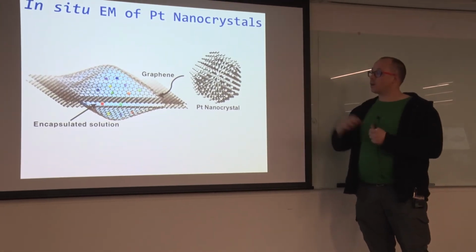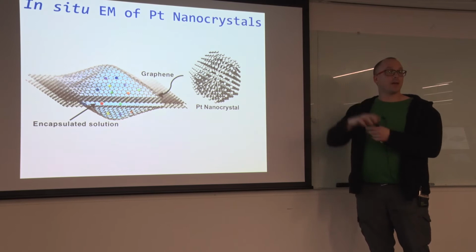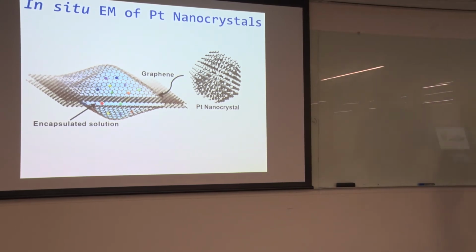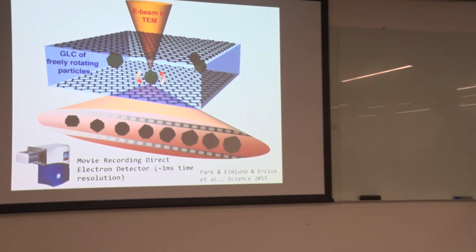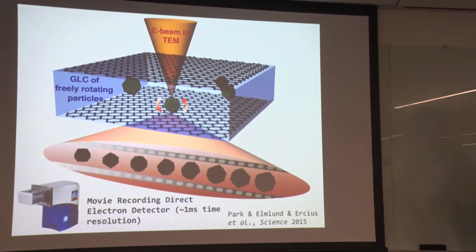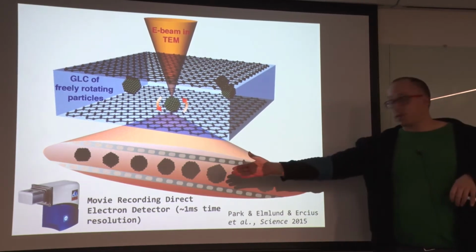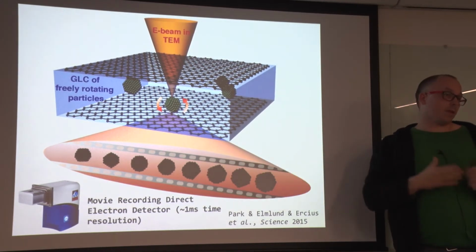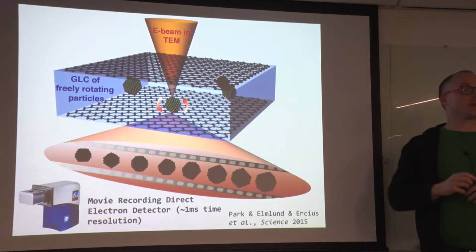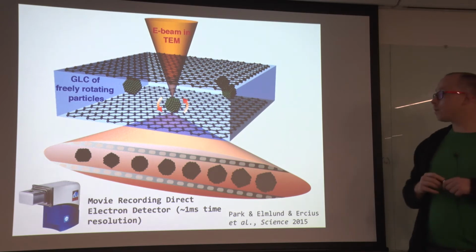So it's a graphene bilayer where we put a solution of nanocrystals. And the idea was, can we just direct the electron beam onto these individual nanocrystals, and then since we have this wonderful detector technology now with down to 1 millisecond time resolution, perhaps we would be able to capture different views of these nanoparticles as they are spinning around in solution.